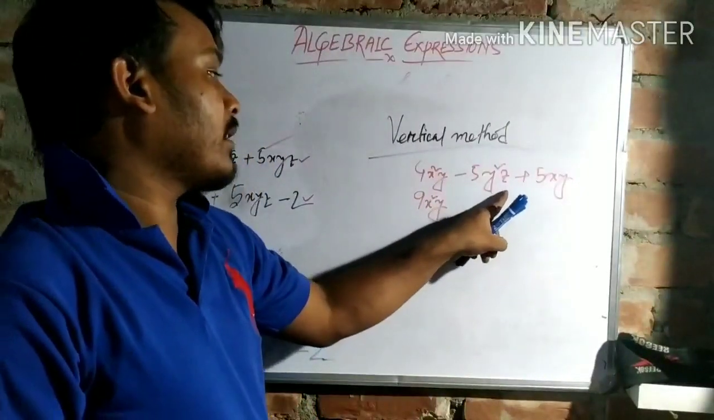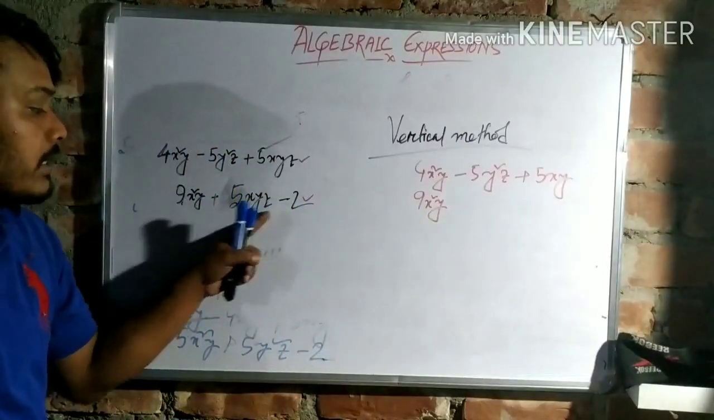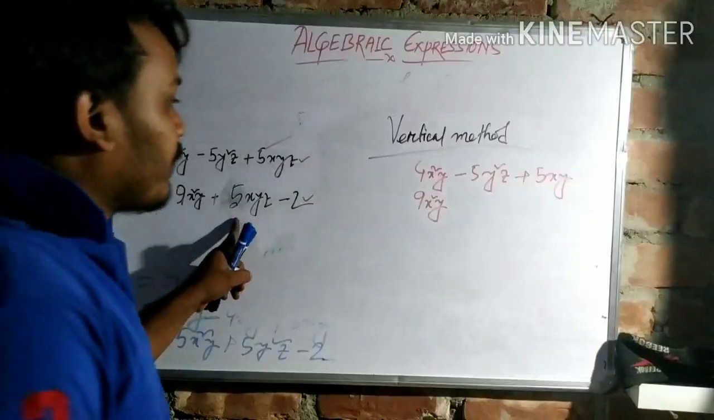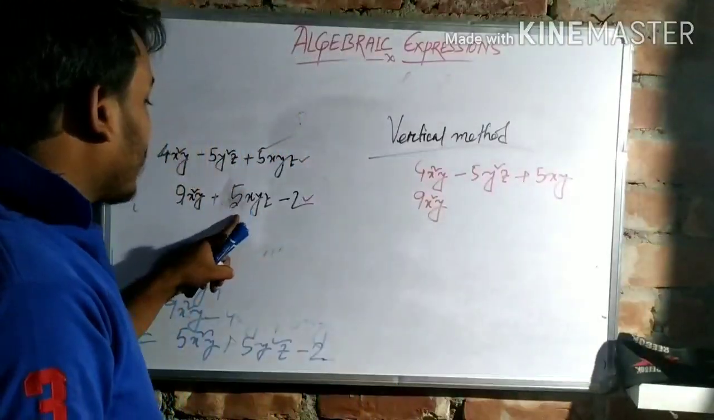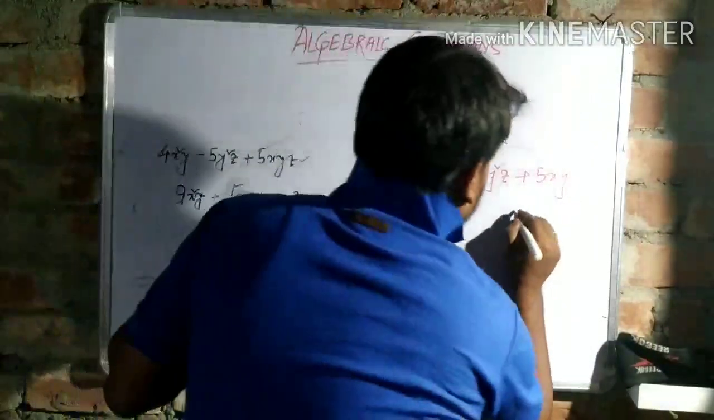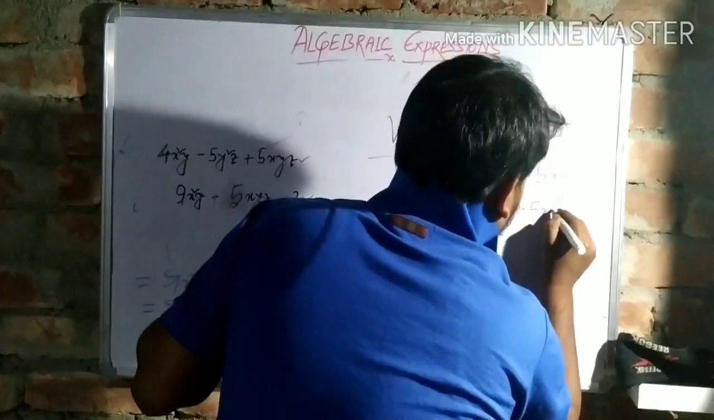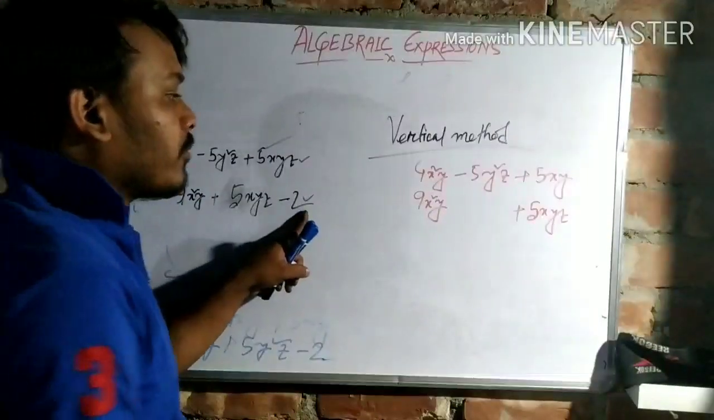The second column is y square z, but y square z is not there in the second expression. So this place is vacant. Okay, now plus 5xyz. So plus 5xyz and minus 2.